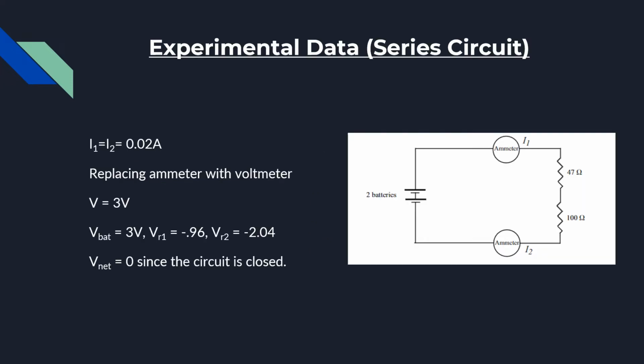So here's the experimental data after setting up the online simulation with two batteries, two resistors, and two ammeters on each side. I was able to measure the current to be about 0.02 on both sides. Then, experimenting with the ammeters, replacing one of them with a voltmeter still resulted in a closed circuit, with the voltage measuring the same on the resistor. In turn, the net voltage is zero throughout the circuit.